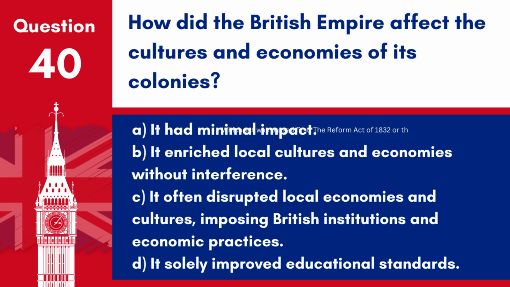Question 40. How did the British Empire affect the cultures and economies of its colonies? A. It had minimal impact. B. It enriched local cultures and economies without interference. C. It often disrupted local economies and cultures, imposing British institutions and economic practices. D. It solely improved educational standards.